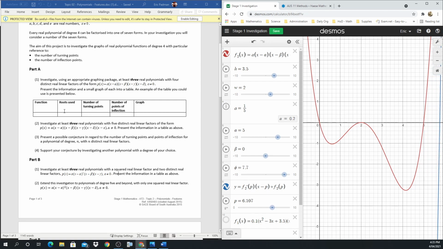So do degree 4, 3 turning points, 2 inflection points. There seems to be a theme. So my conjecture would be maybe, and see for yourself with your examples, maybe in these 2 formats, degree is n, number of turning points is n minus 1, and inflection points is n minus 2.